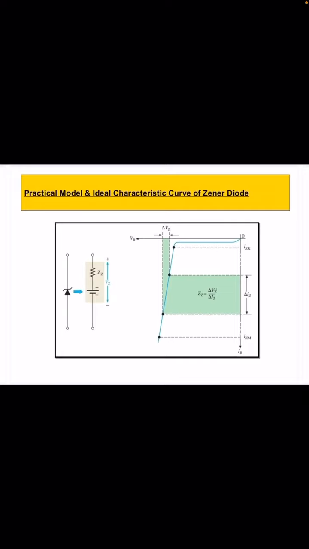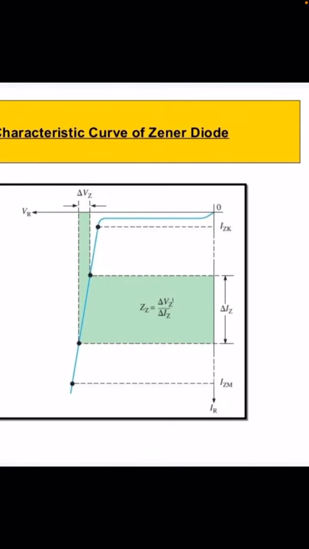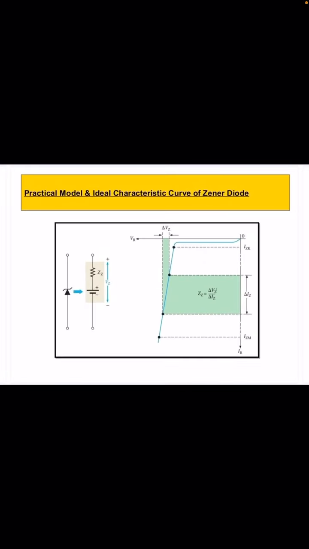practically we have some. As you can see clearly from this characteristic, again the reverse voltage and reverse current are shown, but now ZZ is the dynamic impedance, again delta Vz by delta Iz. Now there is a very small change in delta Vz and a very high change in the current. So delta Vz and delta Iz are not 0, but very small. So this is the difference between the ideal one and the practical one.